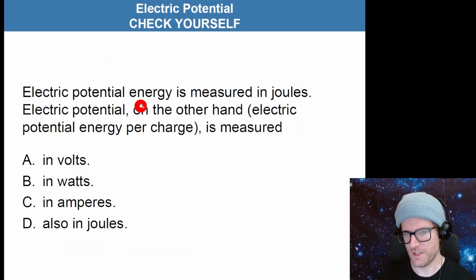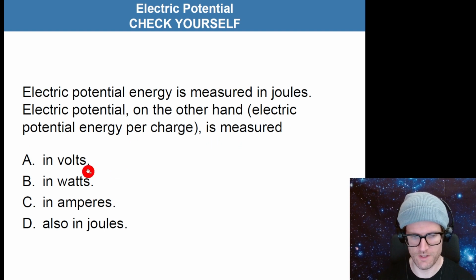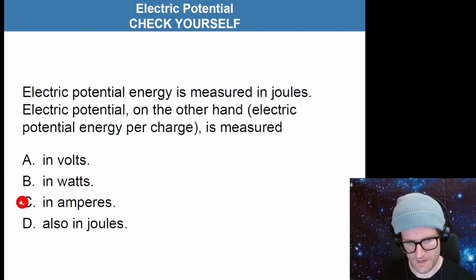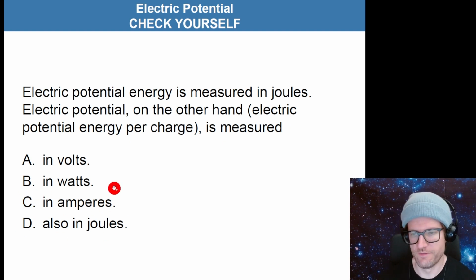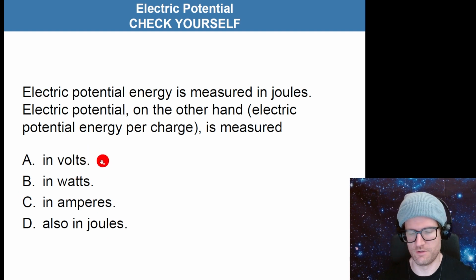Okay, electric potential energy is measured in joules, that's right. Electric potential, on the other hand, electric potential energy per charge, is measured in, we know that's volts. Watts is power, that's energy per time. Amperes is current, electric current. Joules, well, that's energy. Well, we know energy per charge is volts.